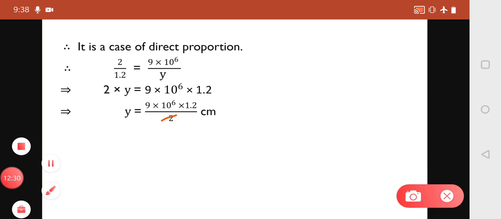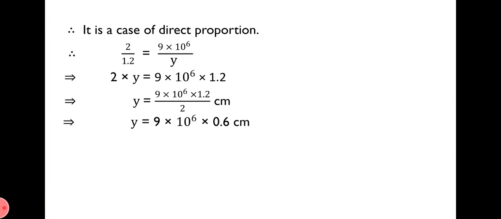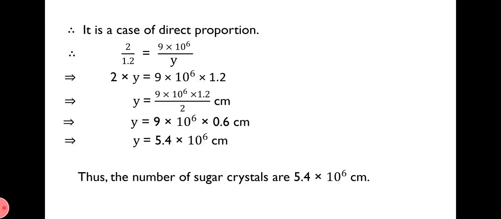We know 2 sixes are 12, so we write 2 sixes and the point is before one digit. So we get 0.6. And when we multiply, y equals 9 into 10 raised to 6 multiplied by 0.6 centimeter. This implies y equals 5.4 into 10 raised to 6 centimeter. Thus the number of sugar crystals is 5.4 into 10 raised to 6 in 1.2 kg sugar.